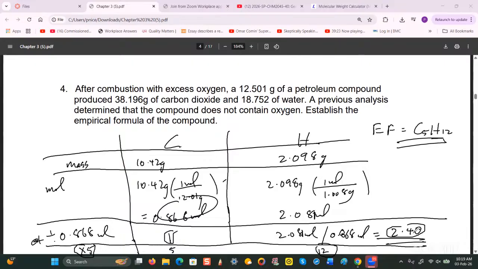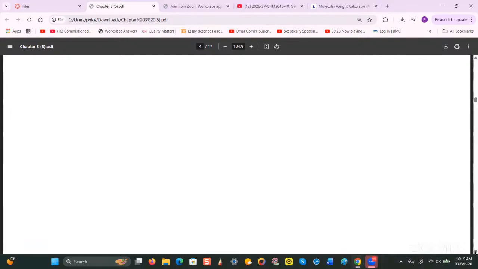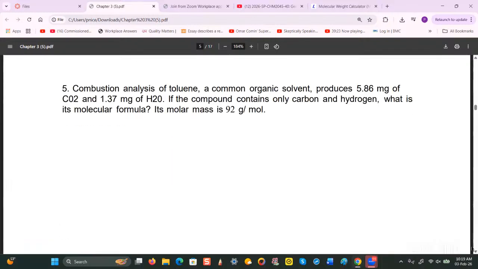Okay, so that's number 4. Let me clear this here. And let's see what's next. Okay, number 5, again, is combustion analysis. They gave you the masses of carbon dioxide and water, and it says again the compound contains only carbon and hydrogen. So it's kind of similar to what we did before, but I'm going to do something slightly different because this compound contains only carbon and hydrogen, which I probably should have done in the previous example, but we still ended up with the right answer. And it gives you the molar mass, and the question is asking this time for the molecular formula.